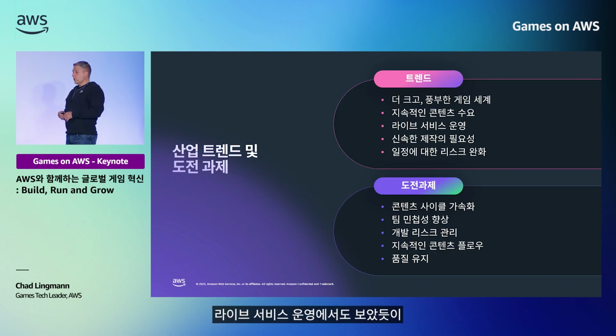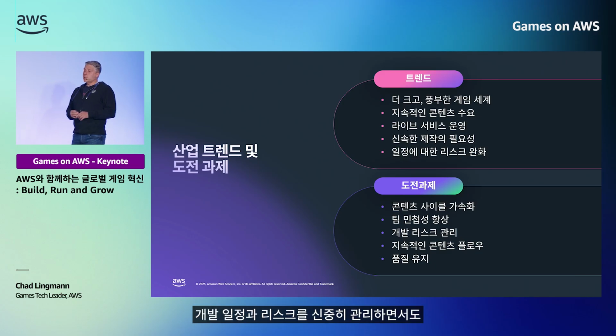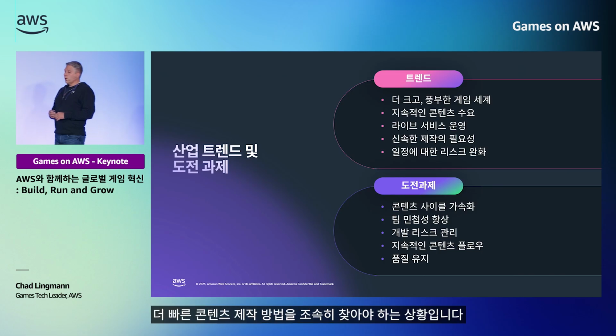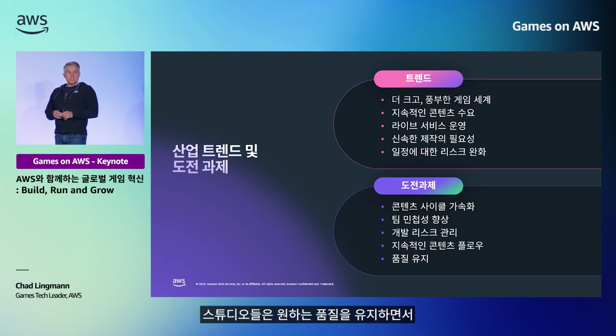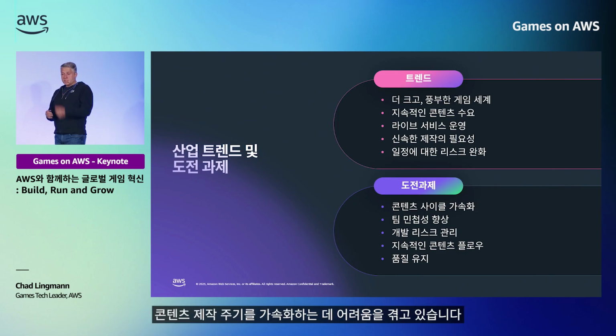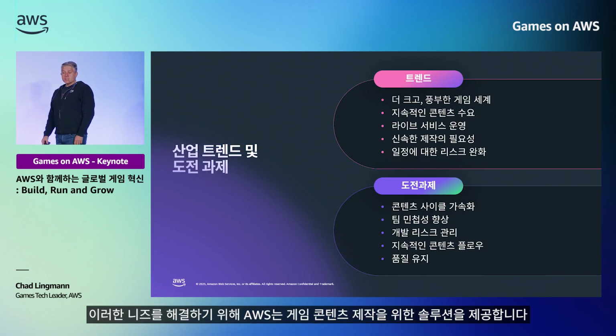Through live service operations, for example, this has created an urgent need for faster content creation methods, while carefully managing development timelines and risks. When we look at the specific challenges this creates, we see studios struggling to accelerate their content creation cycles while maintaining desired quality. AWS's game content creation solutions are designed to address these needs.